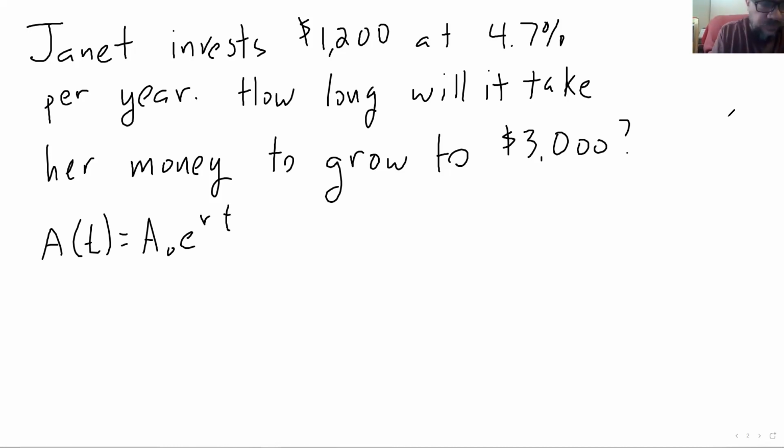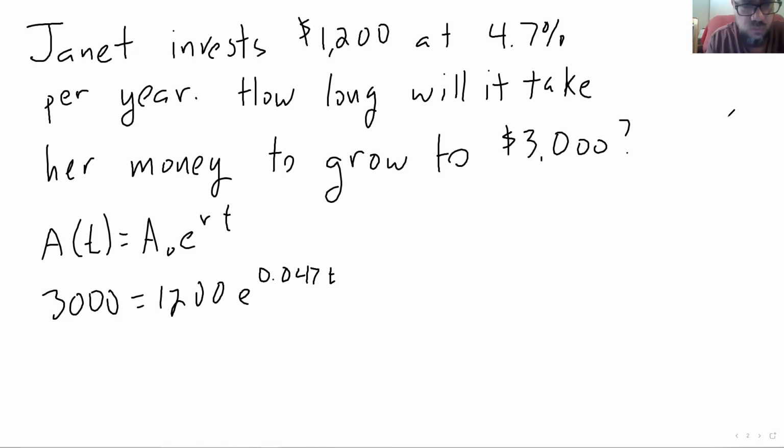Why not? So if we've got A of t equals A0e to the RT, A0 is the starting amount, so $1,200. R is 4.7%, so 0.047. T is the thing we're looking for. E is E, and it's a constant. It's not a variable. And A of t is 3,000, right? That's the amount we want to end up with. So I'm going to have 3,000 equals 1,200 e to the 0.047 t. And then we're going to solve this.